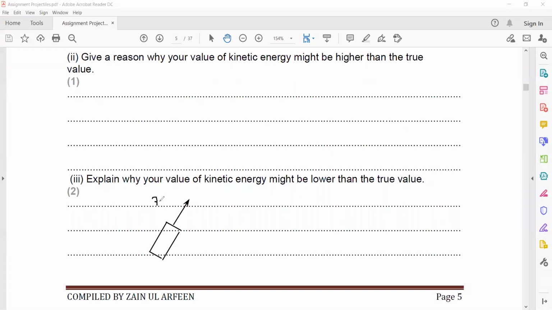But that speed of 7.5 may be the reduced speed due to air resistance or friction of the bottle. So the actual speed will be higher, but when it is coming out from the bottle, the speed decreases due to air resistance or the friction of the bottle. That's why, when we calculate the kinetic energy, we are considering this 7.5 as a maximum, but maybe this 7.5 is not the maximum. This is the smaller speed. Maybe the actual speed might be higher, but it is reduced due to the air resistance. Is it clear? Why our value might be higher or lower than the true value.